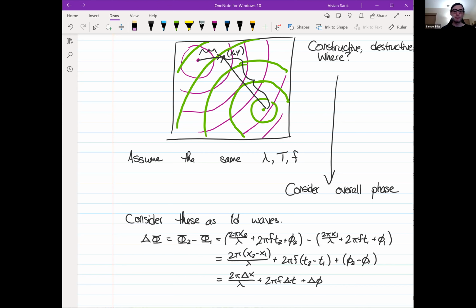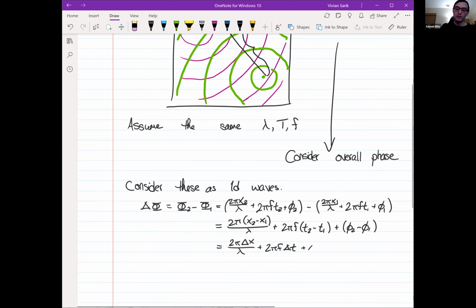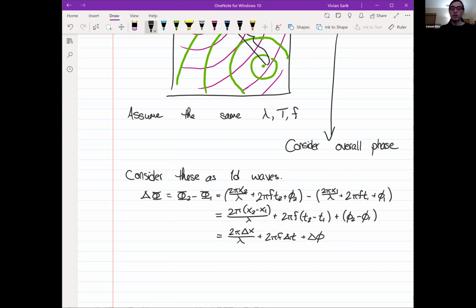different amounts of time. And then finally, delta phi, this is just a measure of how different they started out as. So if one of them started off at a peak and one of them started off at a trough, then they could potentially interfere in a different way than if they both started off at a peak. The delta phi was equal to phi 1 minus phi 2.